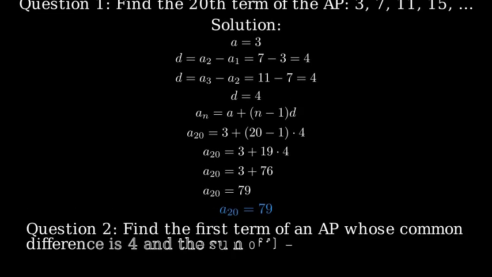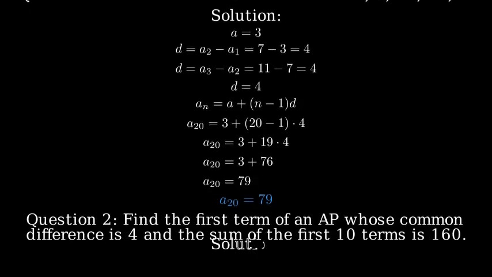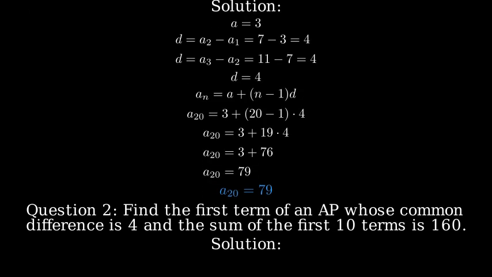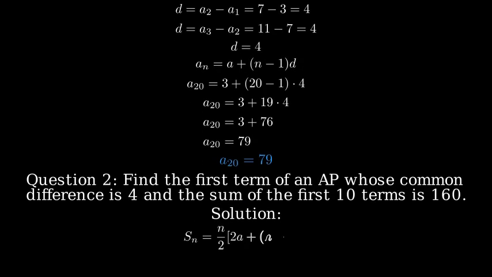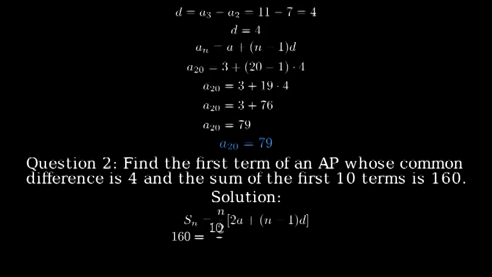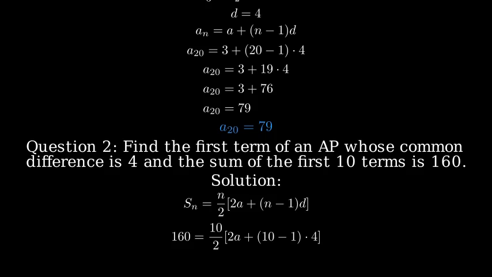Question 2. Find the first term of an arithmetic progression whose common difference is 4, and the sum of the first 10 terms is 160. Let's denote the first term as a and use the sum formula. S sub n equals n over 2 times 2a plus n minus 1 d, substituting what we know. n equals 10, d equals 4, and S sub 10 equals 160. 160 equals 10 over 2 times 2a plus 10 minus 1 times 4.